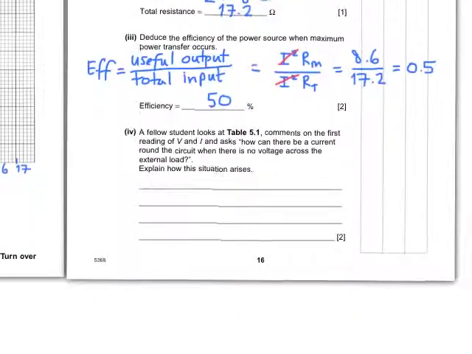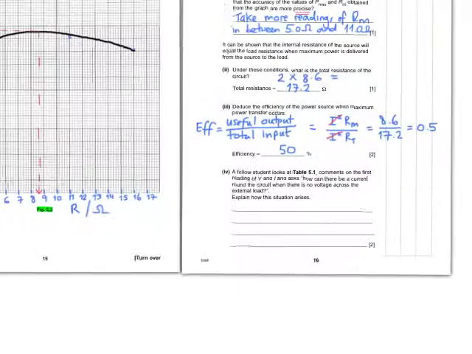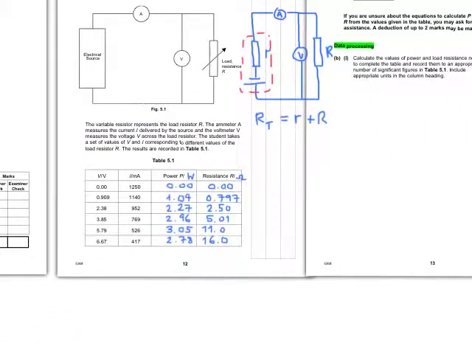To end with, we have a question. A fellow student looks at table 5.1, comments on the first reading of V and I, and asks, how can there be a current around the circuit when there is no voltage across the external load? So explain how this situation arises. So if we go over to our table, there's what he's referring to.